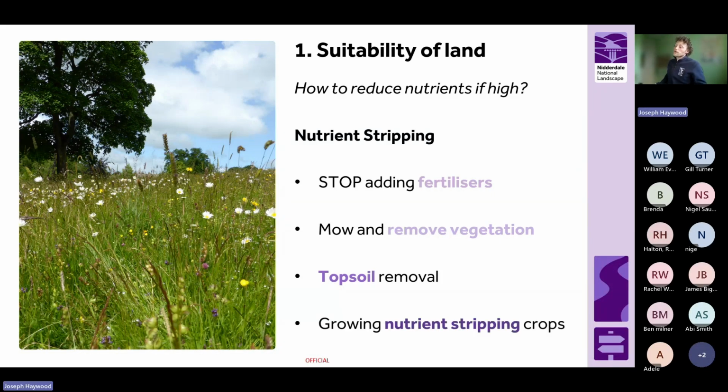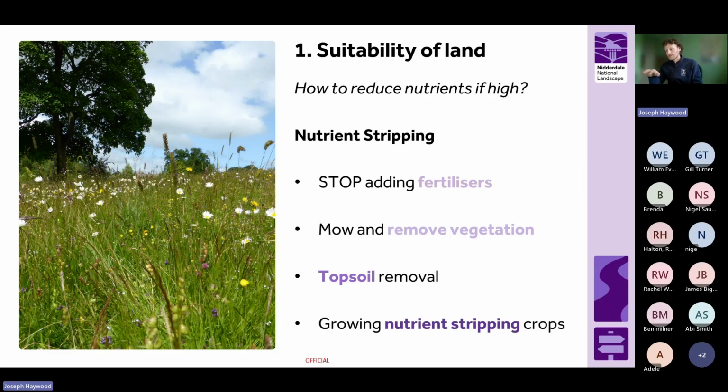Or you can grow a nutrient stripping crop. This is a good technique if you're trying to create a meadow on previously arable land. Say it was a field used to grow oilseed rape or something like that, and it's really high in nutrients. You can grow nutrient stripping crops like potatoes for several years without adding any additional fertilizers, and they're going to draw all the nutrients out of that soil before you then sow your meadow seed mix to create a permanent grassland at that point.